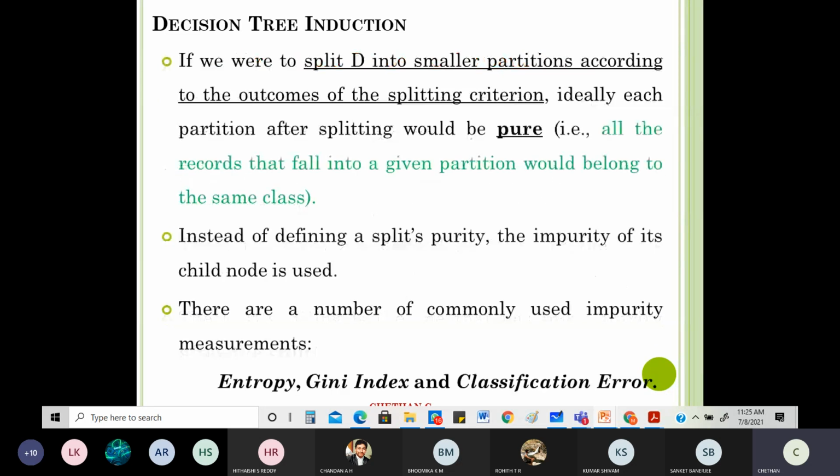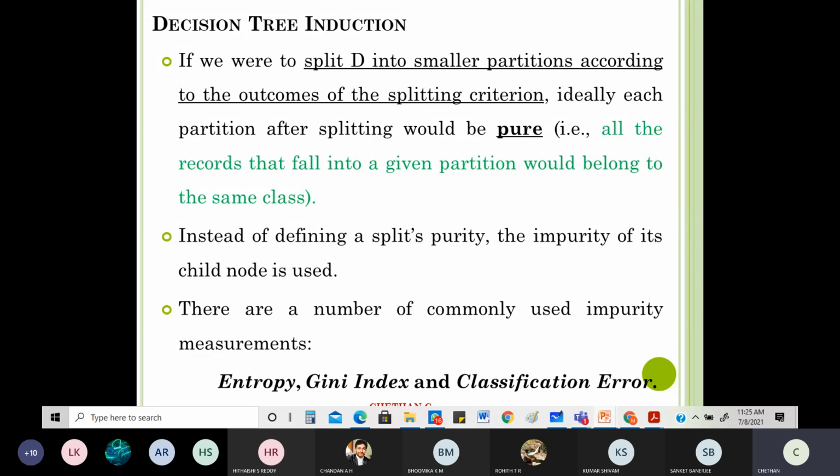Now you can see the entire thing. If you were to split D into smaller partitions according to the outcomes, ideally each partition of the splitting would be pure. What is the meaning of that? All the records that fall into a given partition would belong to the same class. That's the meaning with regard to purity. But you will not get to know from the wordings that are used. Instead of defining the split's purity, the impurity of its child node is used.